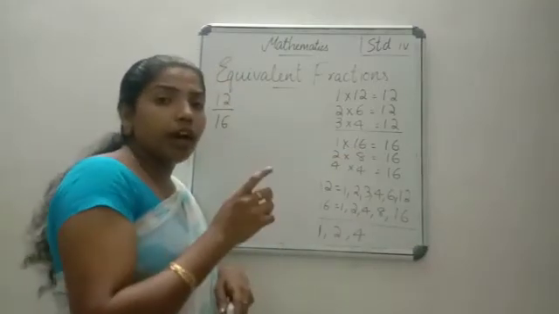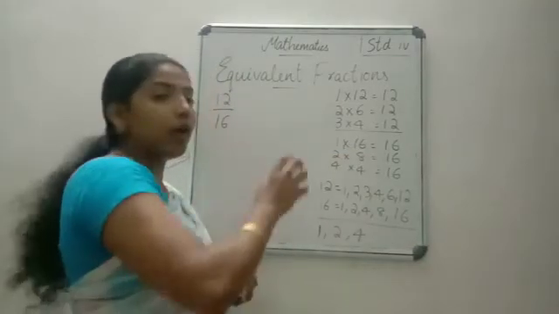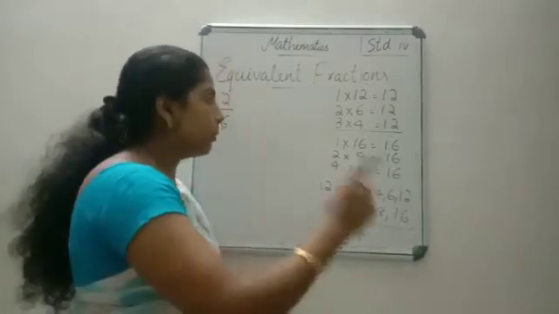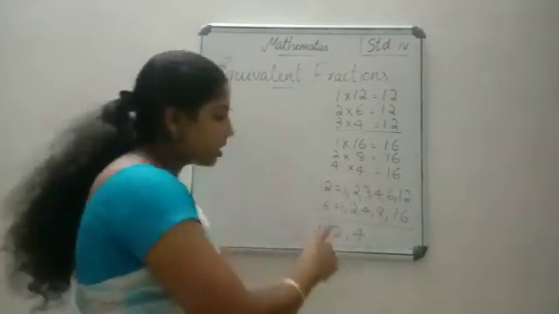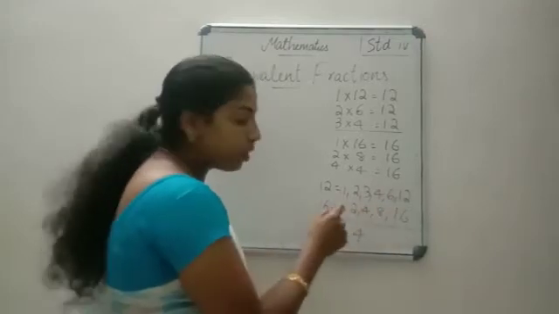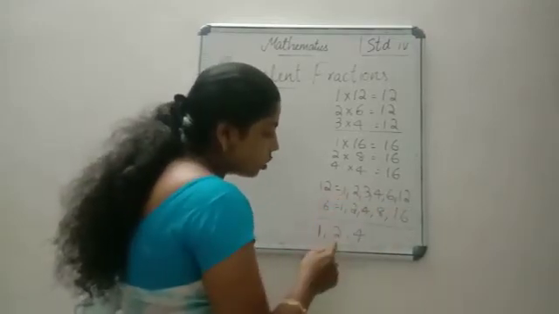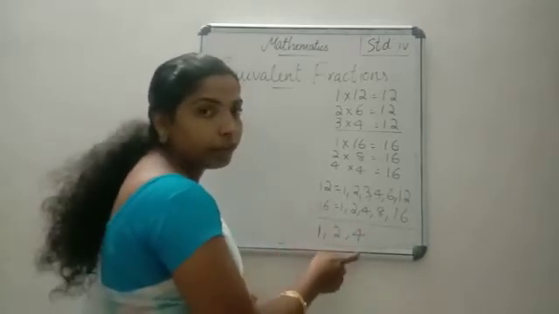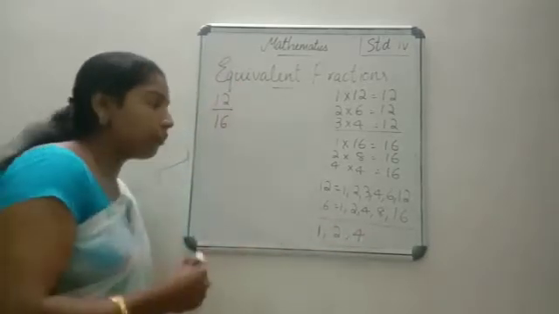Here we are going to find the equivalent fraction by dividing the numerator and denominator with the common factors. That means the common factors of 12 and 16. From this, which numbers are common? 1 is common, 2 is common and 4 is common. Now the common factors are 1, 2 and 4. Now listen, how can we find?